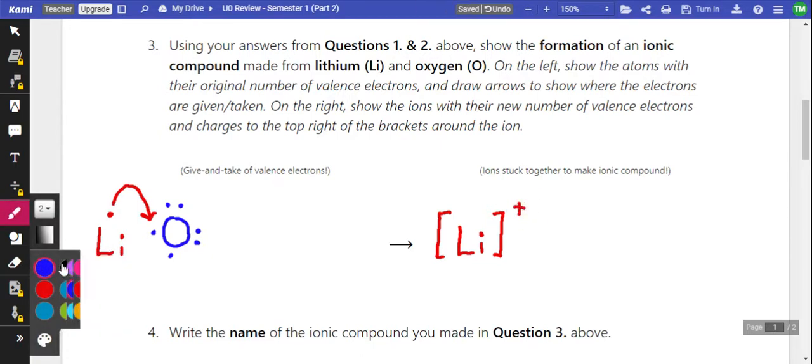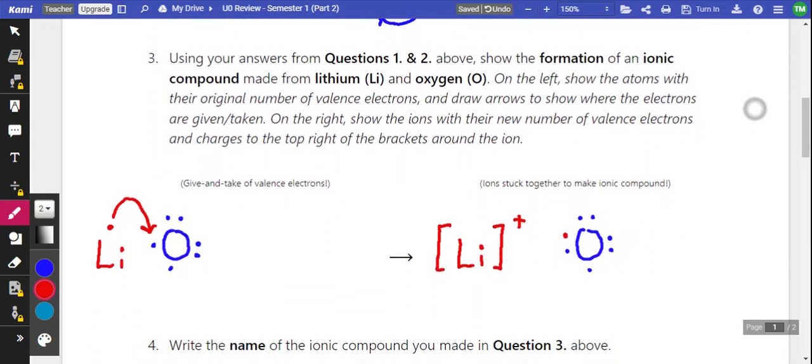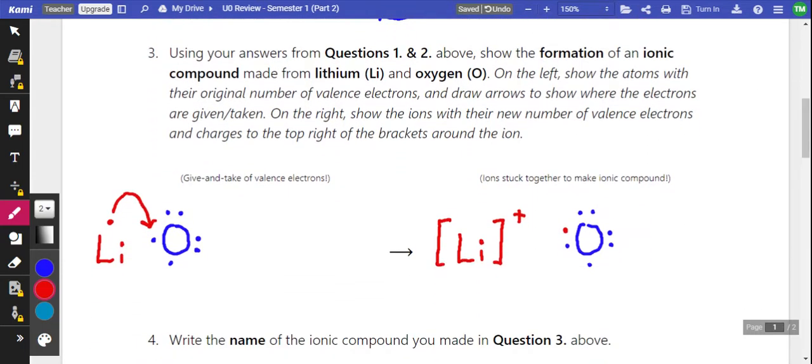Now our oxygen has gone from having its original 6 valence electrons there, 1, 2, 3, 4, 5, 6, to also having a 7th valence electron. It gained 1, but again, we're looking to gain 2 valence electrons, not just 1. So we're not quite there yet. Well, thankfully, in the world of atoms, we hardly ever just have 1 single atom of lithium and 1 single atom of oxygen to work with. We have a whole bunch of atoms of both of those elements ready to just kind of come together.